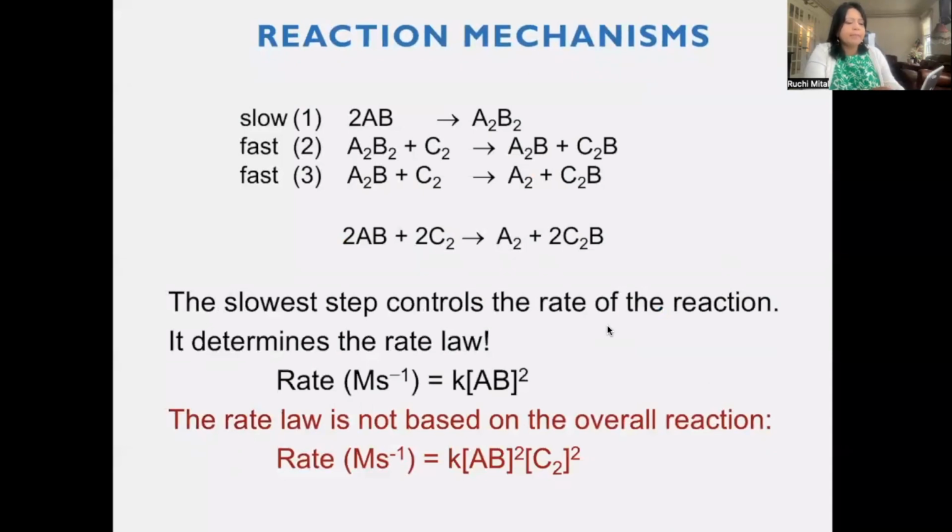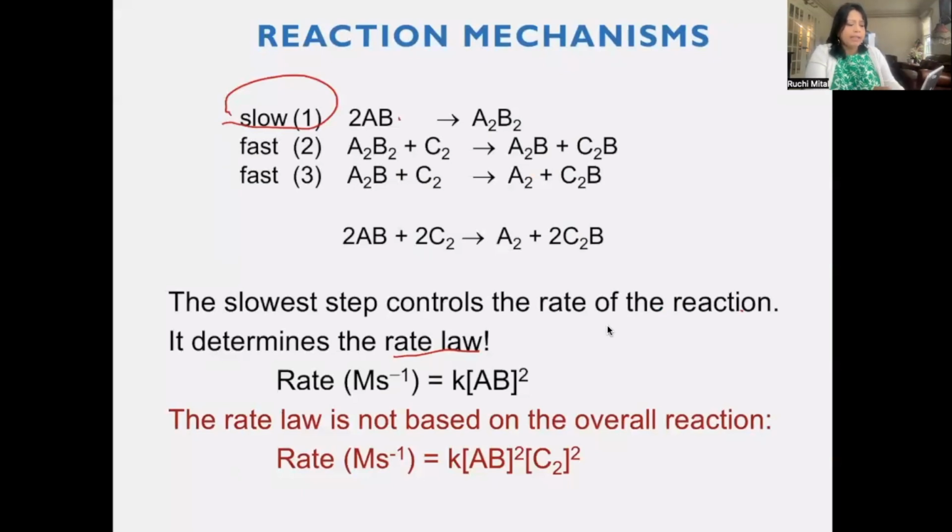The slowest step controls the rate of reaction. It also determines the rate law for the reaction. So what will be the rate law for this reaction? Because this is your slowest step, the overall rate for this equation is going to be k[A][B], because that is your slowest.